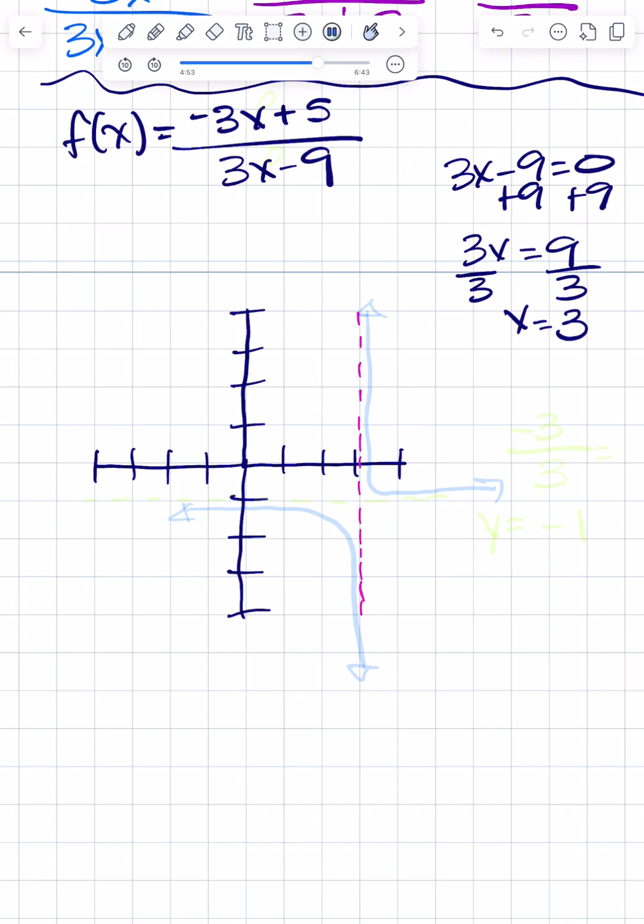Now we're going to look at our horizontal asymptotes. With our function, we have negative 3x plus 5 over 3x minus 9. We're going to look at the second rule where the degrees are going to be equal. So if they're equal, we're going to take the leading coefficient of the numerator and put that over the leading coefficient of the denominator. We're going to simplify that, and it's going to be negative 1. So we're going to have a horizontal asymptote at y equals negative 1. And that's what our graph is going to look like.